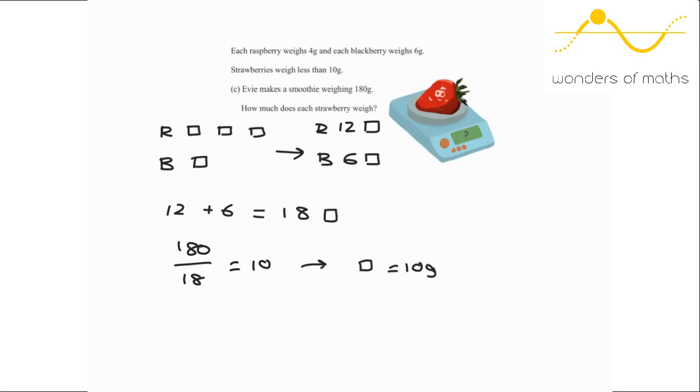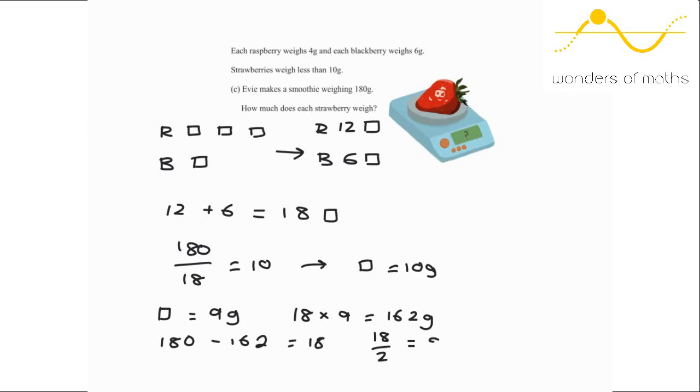But this doesn't include the weight of the strawberries, which are needed for the smoothie. So let's try and make the block weigh 9 grams. This would mean that the combined weight of the blackberries and raspberries is 18 multiplied by 9, which is 162 grams. If we subtract 162 from 180, this would give us 18, which is the total weight of the strawberries. We would need to then divide 18 by 2, as there are 2 strawberries in each smoothie, giving us 9 grams.